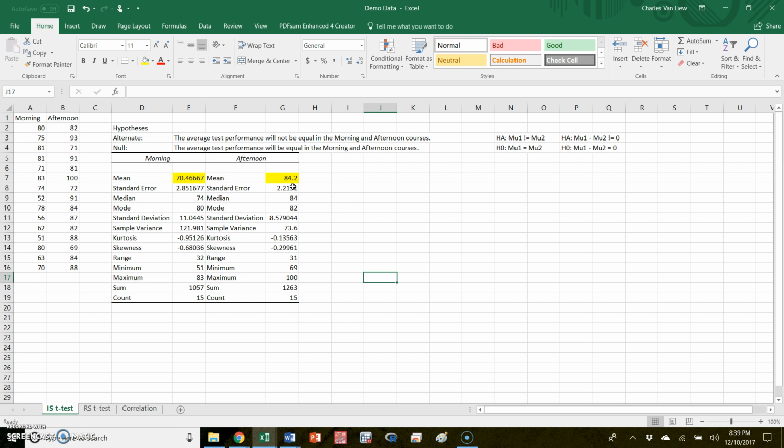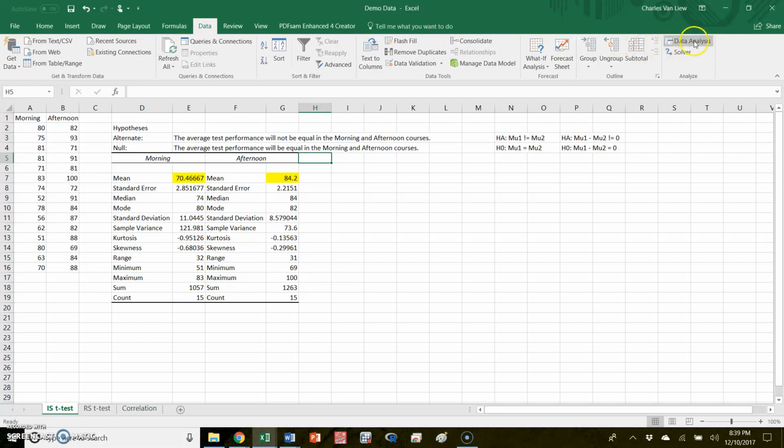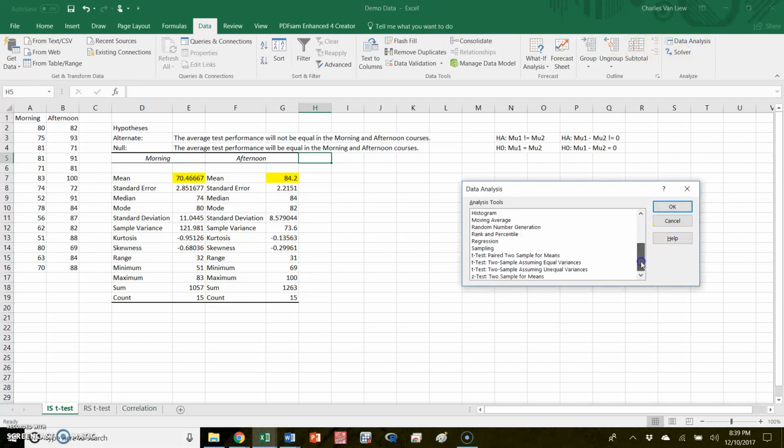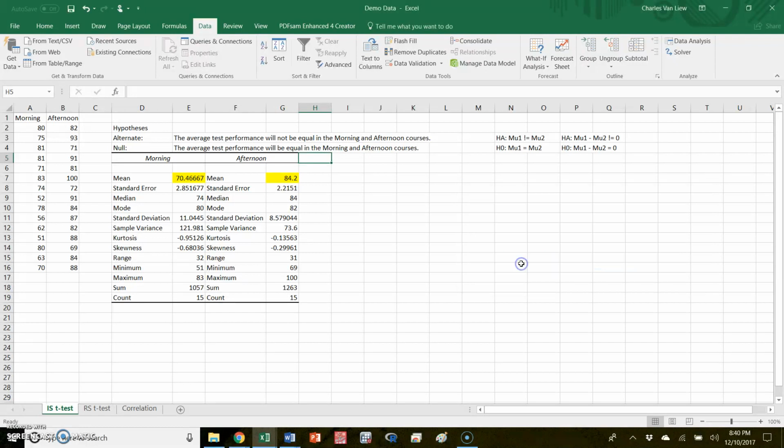So the hypothesis test will compare these two means to determine whether or not the differences between them are statistically significant. So although these do differ in what we would call descriptive terms, they may not differ in what we call statistical significance. So to test these, what we're going to do next is perform our t-test. Now there's a couple ways you could do this, but we're going to again use our data analysis function. So if we go to data analysis, we go to the bottom and we have t-test two-sample assuming equal variances. That's the one we want for the independent sample t-test.